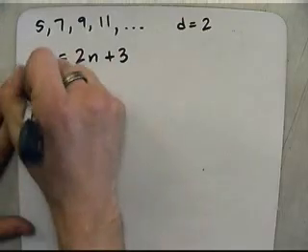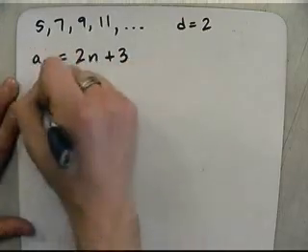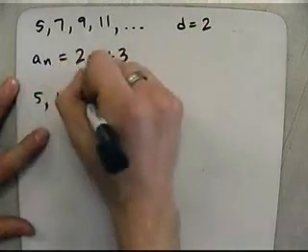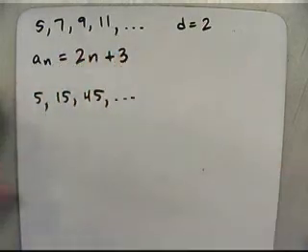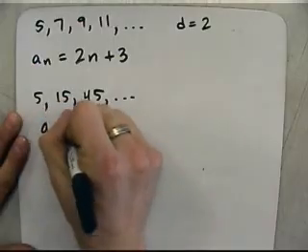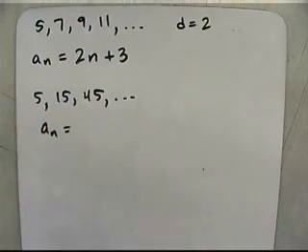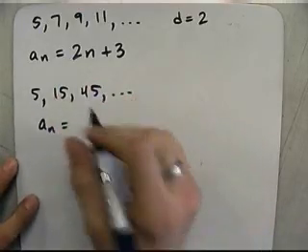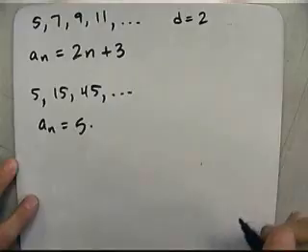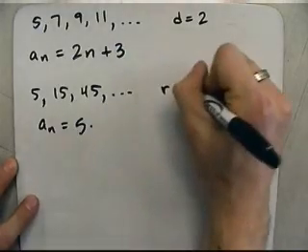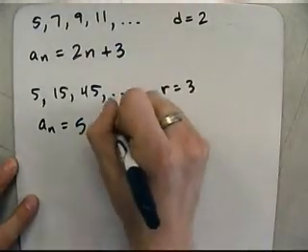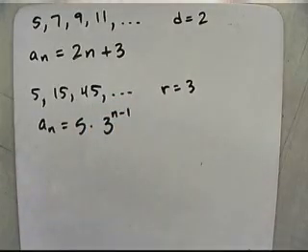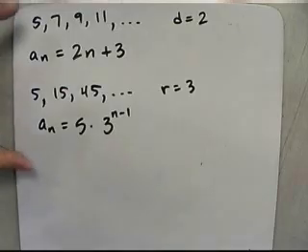Now, what if I gave you one like this? What if I gave you 5, and then 15, and then 45? That's geometric. We've done this one before, so we know it's geometric. Identifying what it is at the beginning is good. It's multiplied by 3. So it's the first term, 5, multiplied by the ratio, which is 3. My r is 3 on this one. I'm going to multiply by 3 to the n minus 1. We did one like that in your homework. This is all stuff you've seen before.